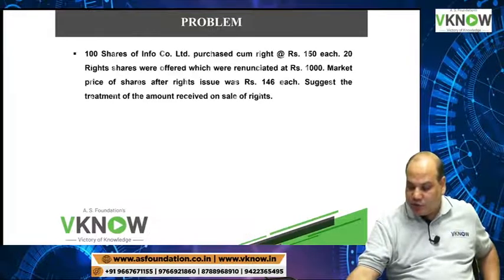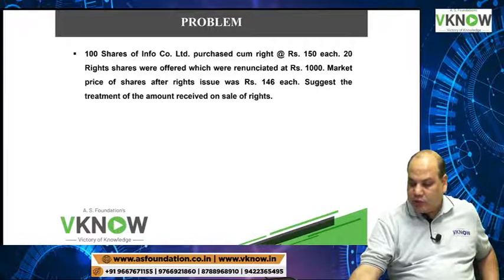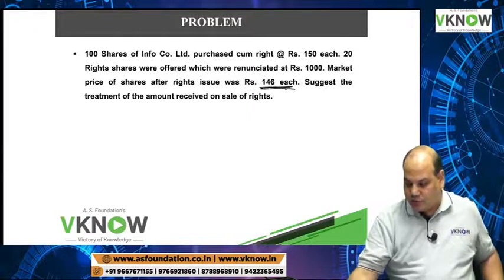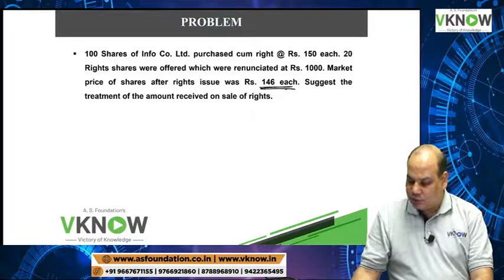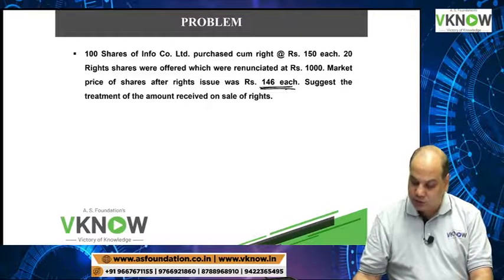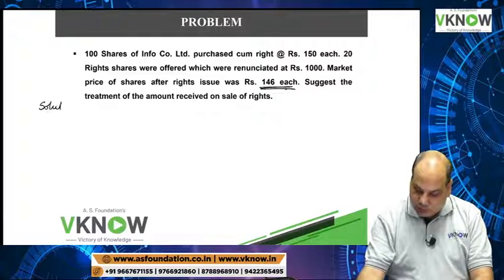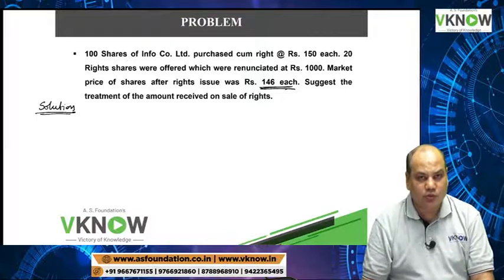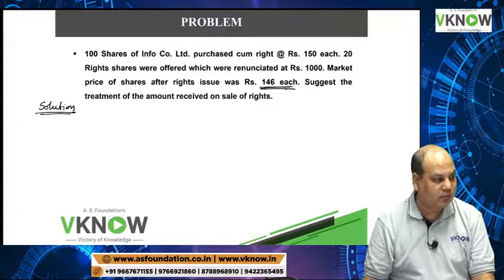A similar question is given below. 100 shares of Info Company Limited were purchased cum right at rupees 150 each. 20 right shares were offered, which were renounced at rupees 1000. Market value after the right issue is 146. Suggest the treatment of the amount received on sale of rights. They have changed one number. The market price has not gone down by 1000 rupees this time.